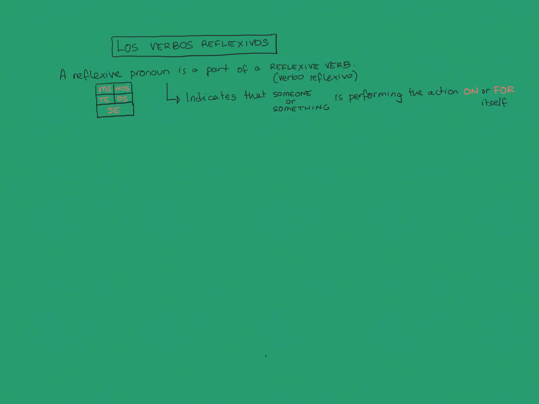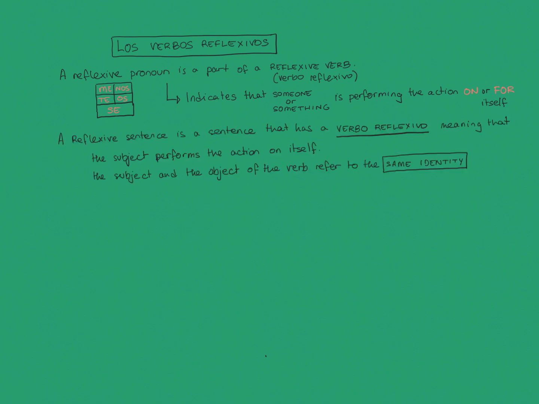Los verbos reflexivos. A reflexive pronoun is a part of a reflexive verb, and it indicates that someone or something is performing an action on or for itself. A reflexive sentence is a sentence that has a reflexive verb, meaning that the subject performs the action on itself and the subject and the object of the verb refer to the same identity.